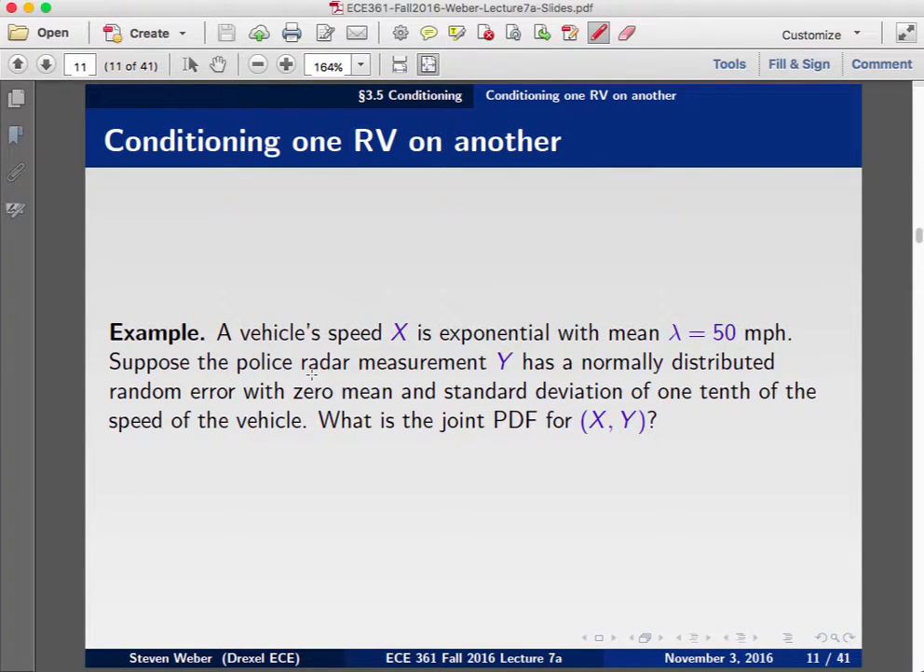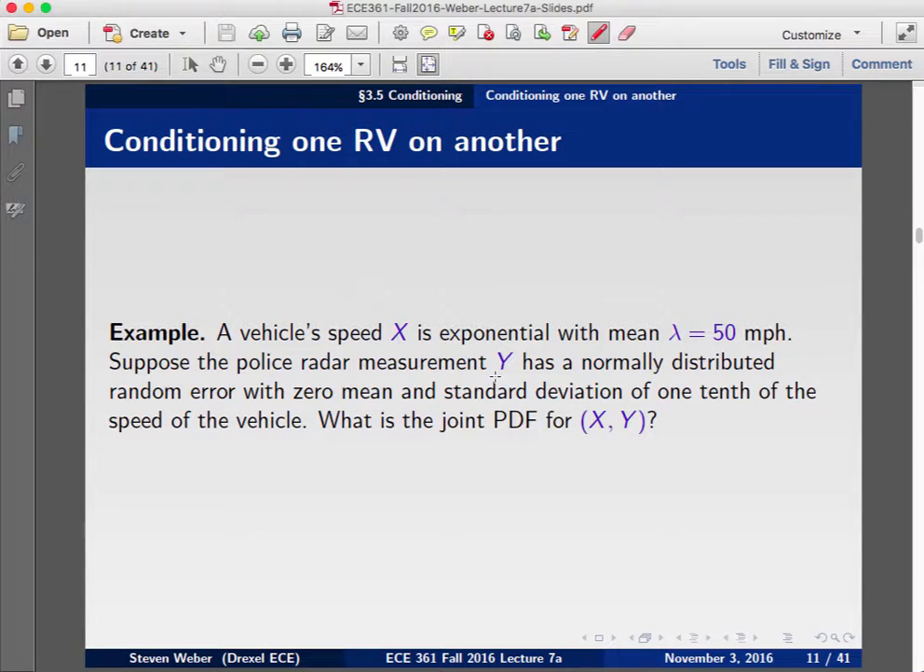So the police radar sees the speed, but it's corrupted by noise. And this is a very common model to use in many scientific and engineering applications. In particular, the police radar measurement is a random variable y that equals the given vehicle speed plus an error term. That error term is, and again this is very common, assumed to follow a normally distributed random error with zero mean and a standard deviation of 1/10 of the speed of the vehicle. On the next slide we'll translate that into notation. Let's make sure we understand that.